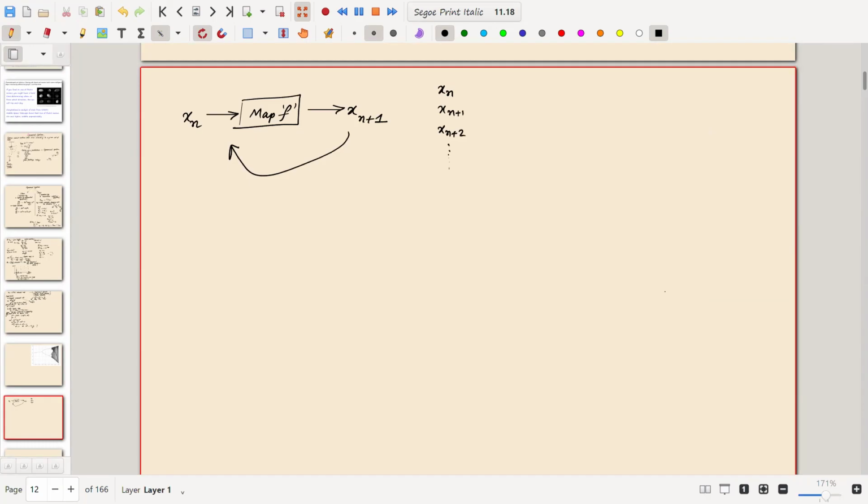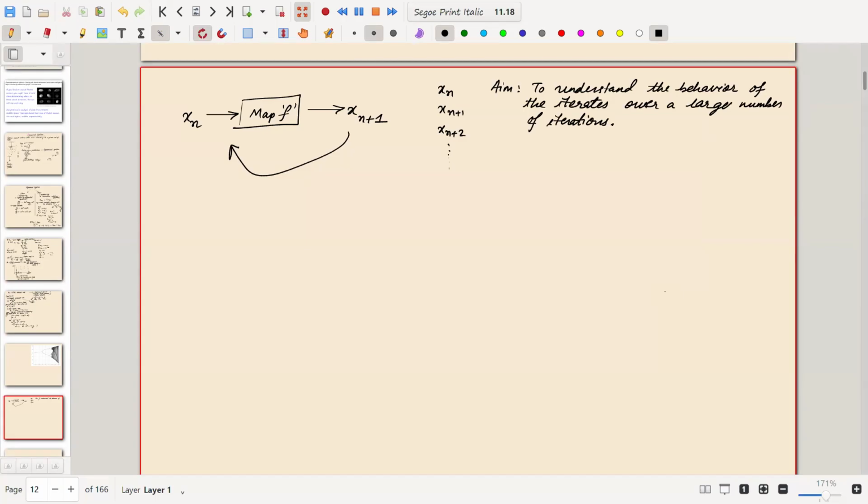Our aim is to understand the behavior of the iterates over a large number of iterations. Fine, good idea. Okay.